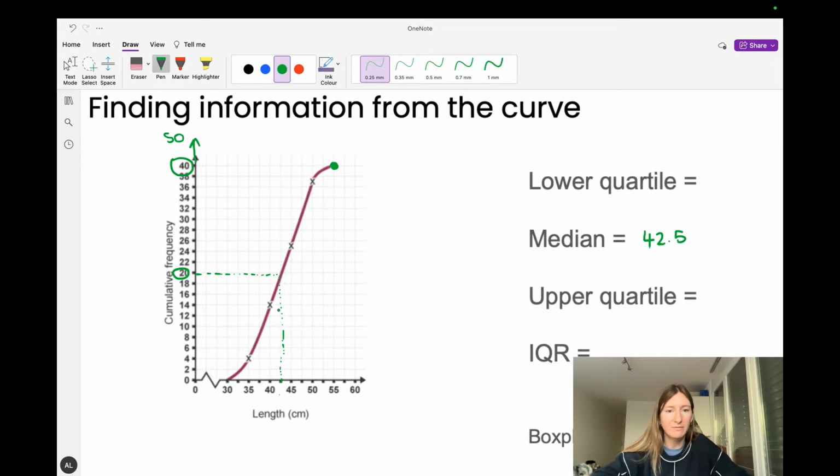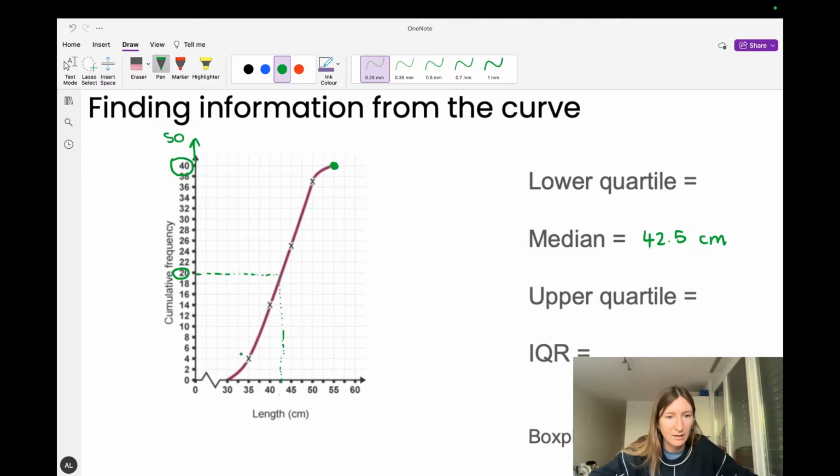Something that people often get confused with is doing half from here and then going up to read the cumulative frequency. But you always start from cumulative frequency and then read the values, because we want to know the length in centimeters. We're not reading off for a cumulative frequency value. We're reading off to find what is the median length.